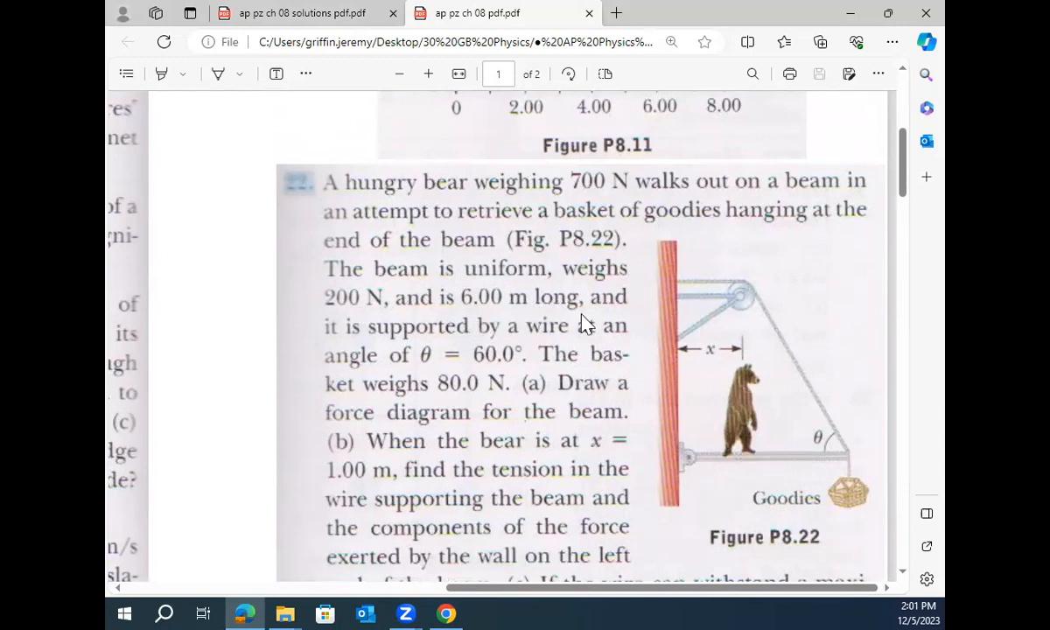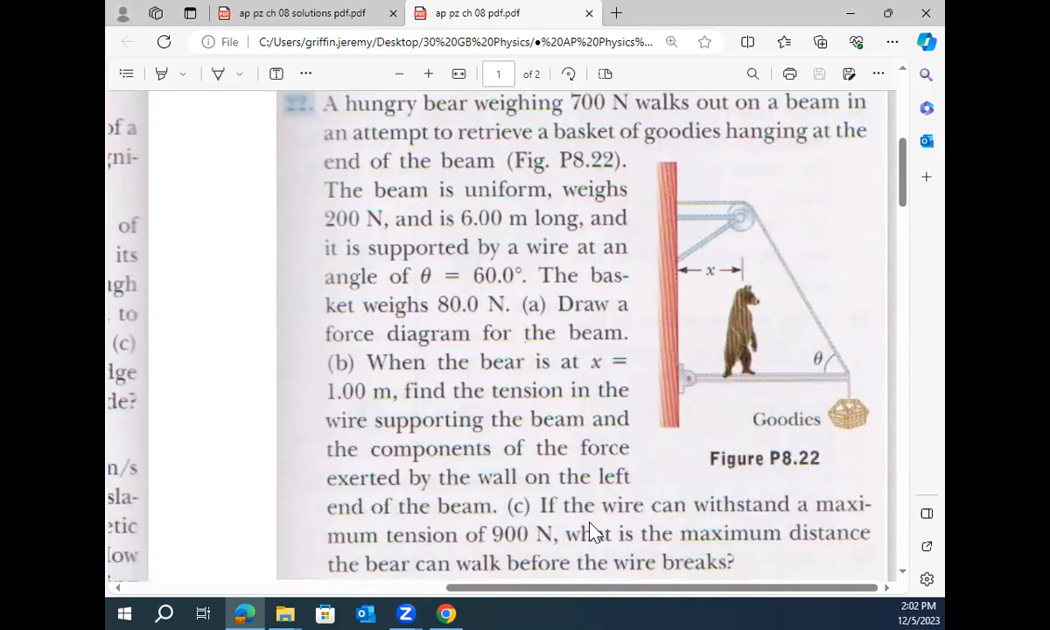Okay, here's the length of the beam, supported by a wire at 60 degrees from the beam. Draw a free body diagram. Well, it says force diagram, but same idea. And then when the bear is at, say, 1 meter over, what is the tension in that supporting cable?